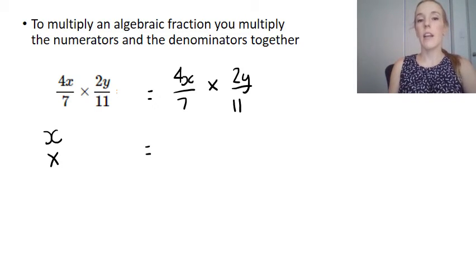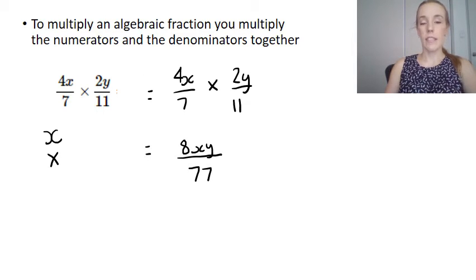4x over 7 multiplied by 2y over 11. So 4x multiplied by 2y, 4 times 2 is going to give us 8xy. Over 7 times 11, multiply our denominators together, 77. It's as simple as that.